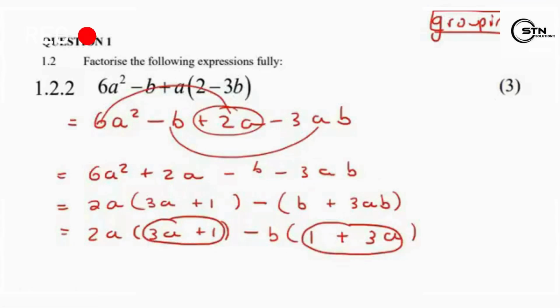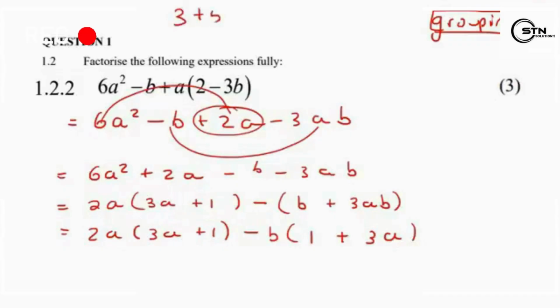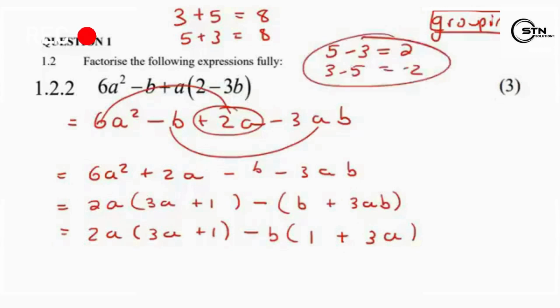Now, some of you are like, no, they're not, Kevin. This one's 3a plus 1, and this one's 1 plus 3a. But remember, 3 plus 5, for example, is 8. 5 plus 3 is 8. So when you are plussing, order does not matter. When you are minusing, then the order does matter. For example, 5 minus 3 is 2. 3 minus 5 is negative 2. You see, order does matter when you are subtracting. But when you are adding, the order does not matter. So what I'll do is I'll quickly just change this to 3a plus 1.